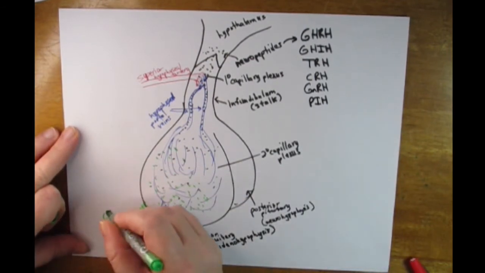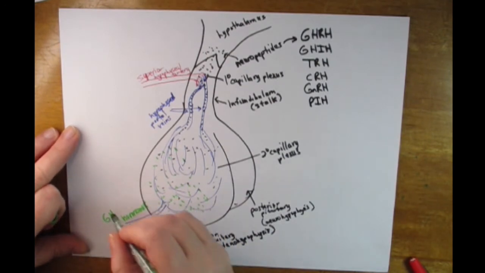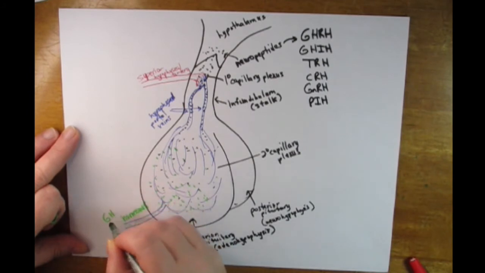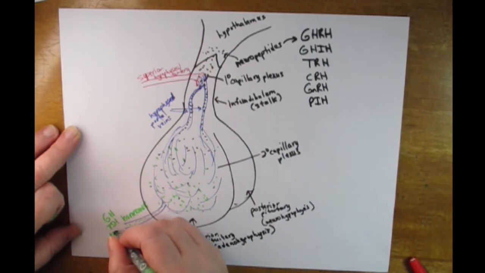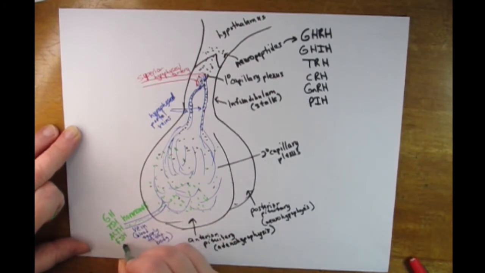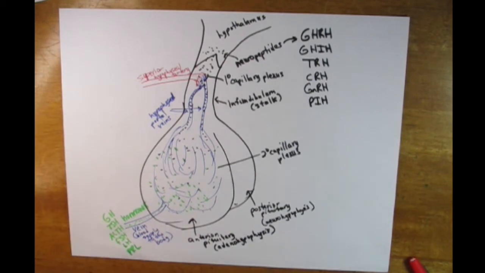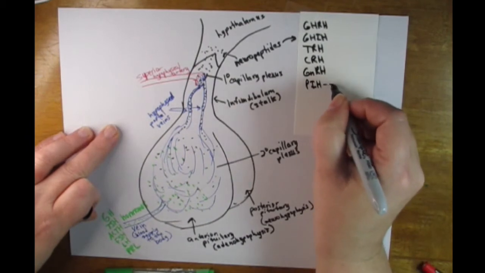We are also going to go ahead and label 6 hormones that are released from the anterior pituitary gland: GH, TSH, ACTH, FSH, LH, and PRL. So we're going to go ahead and connect individual neuropeptides with the hormones that they release.